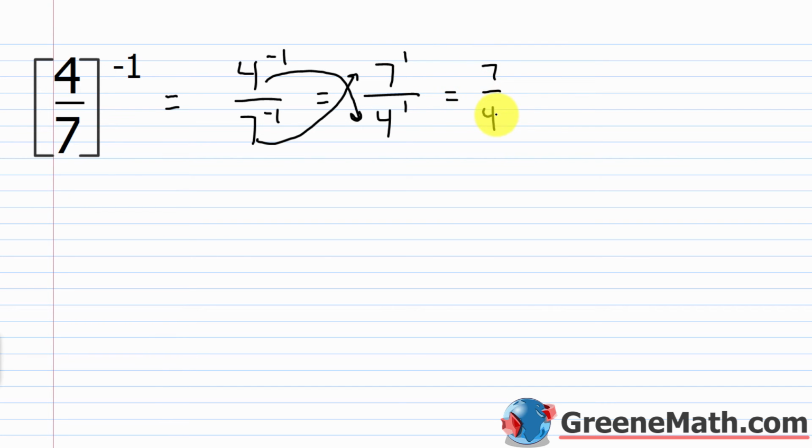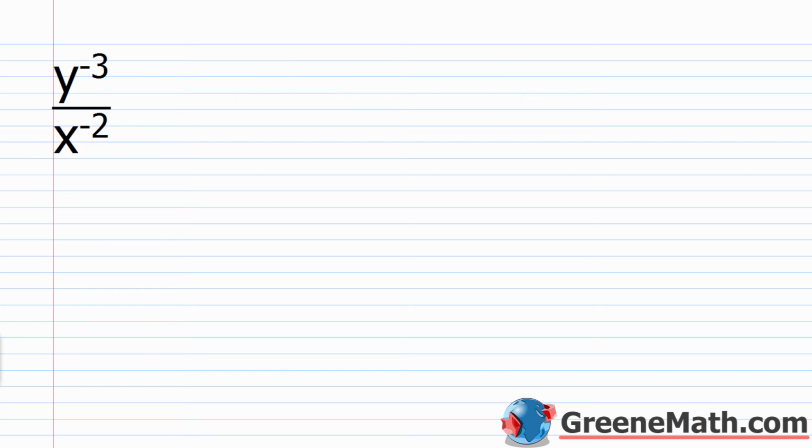It's just 7/4. And the same goes when you're working with some variables. So for y to the power of negative 3 over x to the power of negative 2, this variable x is going to come up into the numerator, and I'm going to now raise it to positive 2. So that's x squared now. This y is going to go into the denominator, and I'm going to raise it to positive 3. So I get x squared over y cubed.